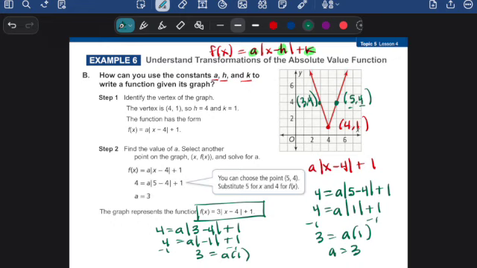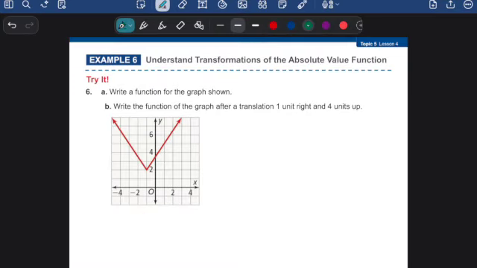So as long as the point, you could even use this point here, 6, 7. As long as it has an exact coordinate, you can plug that in to solve for A. Let's try it. Number 6, write the function. So first, what do we need to do? The easiest point to identify is the vertex. This gives us 2 parts of our equation, 2 out of the 3 parts that we need to know.